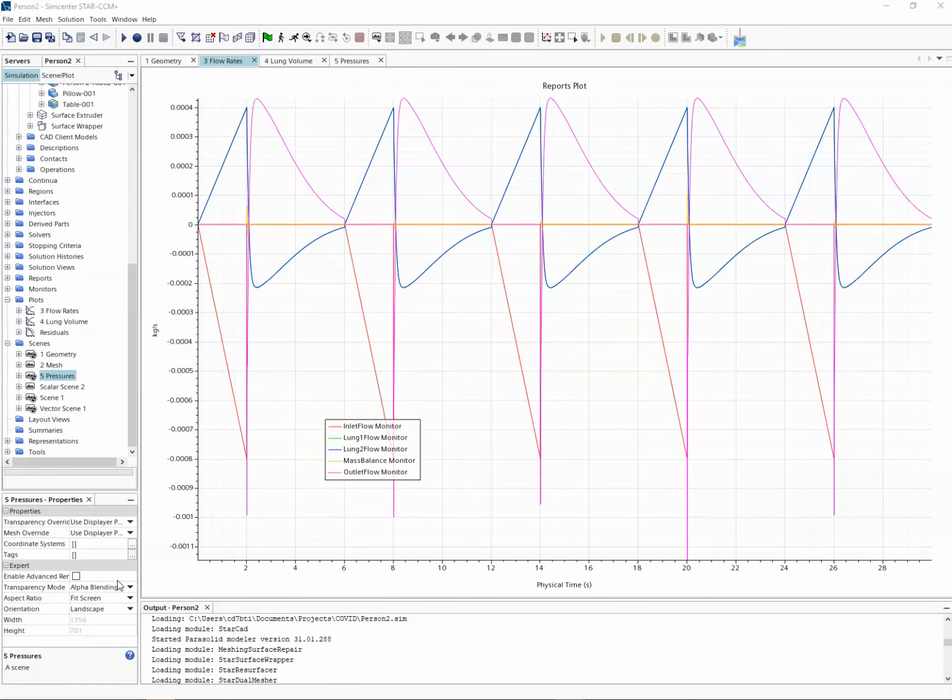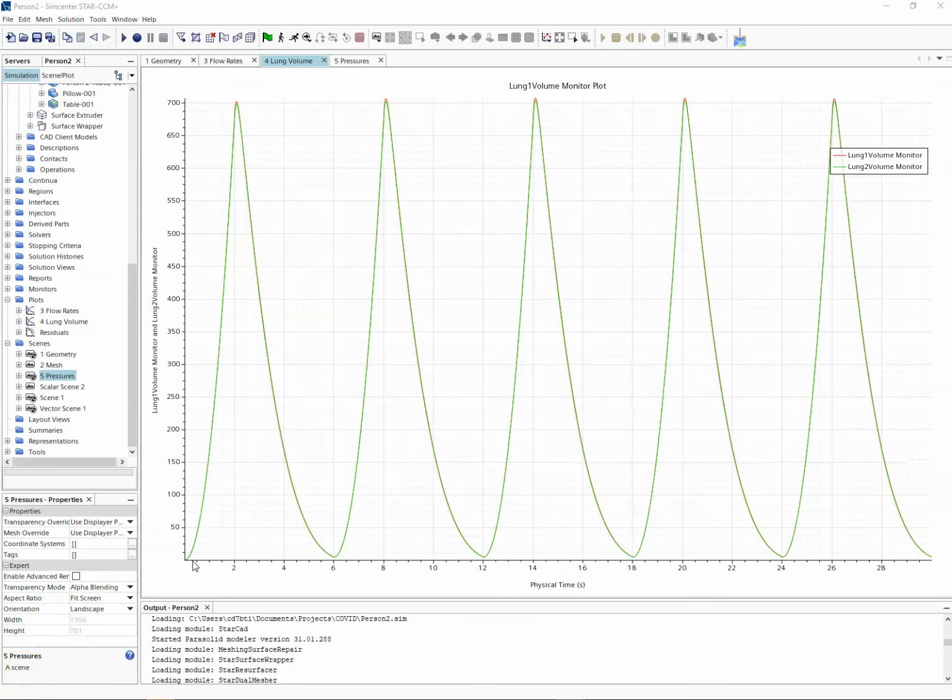So let's look at those flow rates. Here we're looking at the flow rates for all of the flow boundaries in our domain. We see an ascending ramp type pattern for 2 seconds coming from the ventilator on this red line, which then drops to 0 for the subsequent 4 seconds. At that point, the ventilator valve intake opens to allow for expiration.